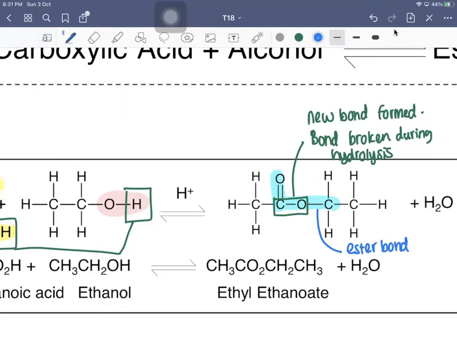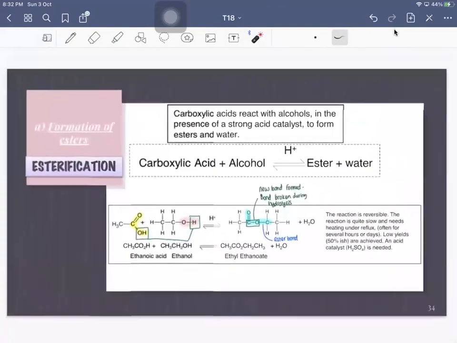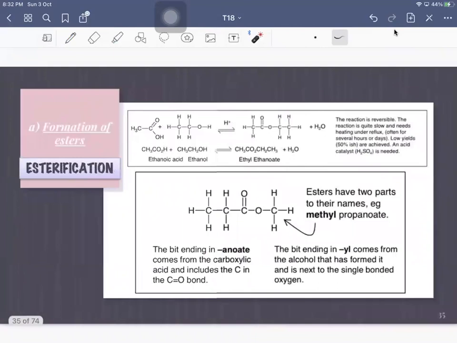So if we name an ester, we usually start with the alcohol bit. We count the number of carbon atoms only, excluding the oxygen. So that's 1, 2. So that's ethyl. And then the carboxylic acid part, 1, 2, including the carbon on the C double bond O. So that is called ethanoate. So it's ethyl ethanoate. I think the next slide will show you the naming again.